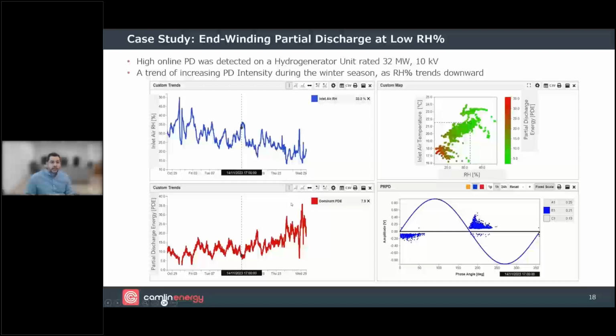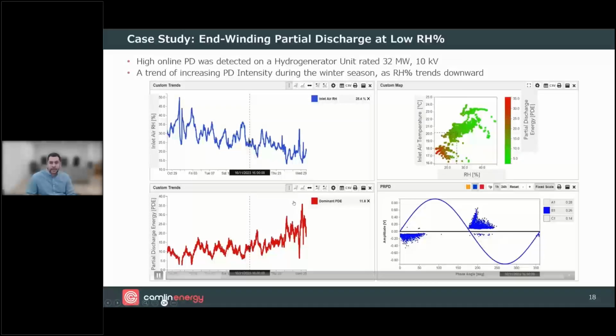Here's another example of an air-cooled winding. Okay, so we see here this 32 megawatt hydro generator. We're collecting partial discharge data. We see the pattern here, but we can also see that the trend later in the season, towards the cooler winter months, we end up with higher trends in overall partial discharge. And it's related to, or inversely related to, the relative humidity in the air.